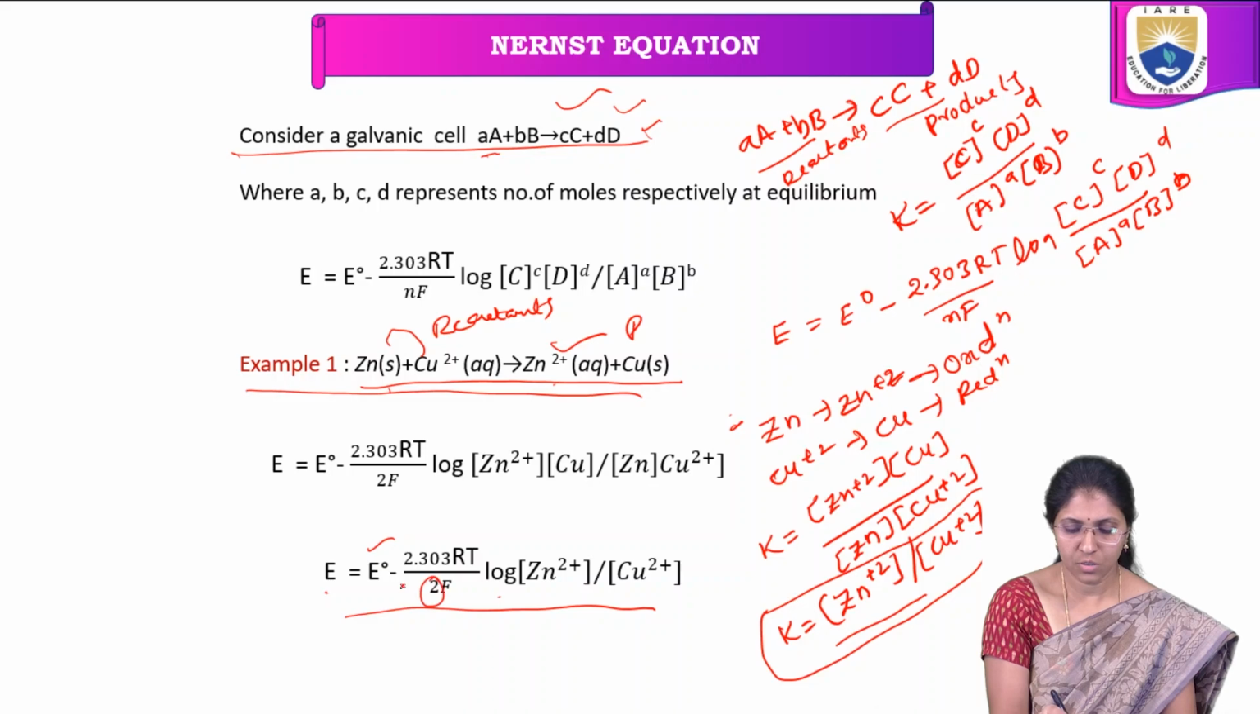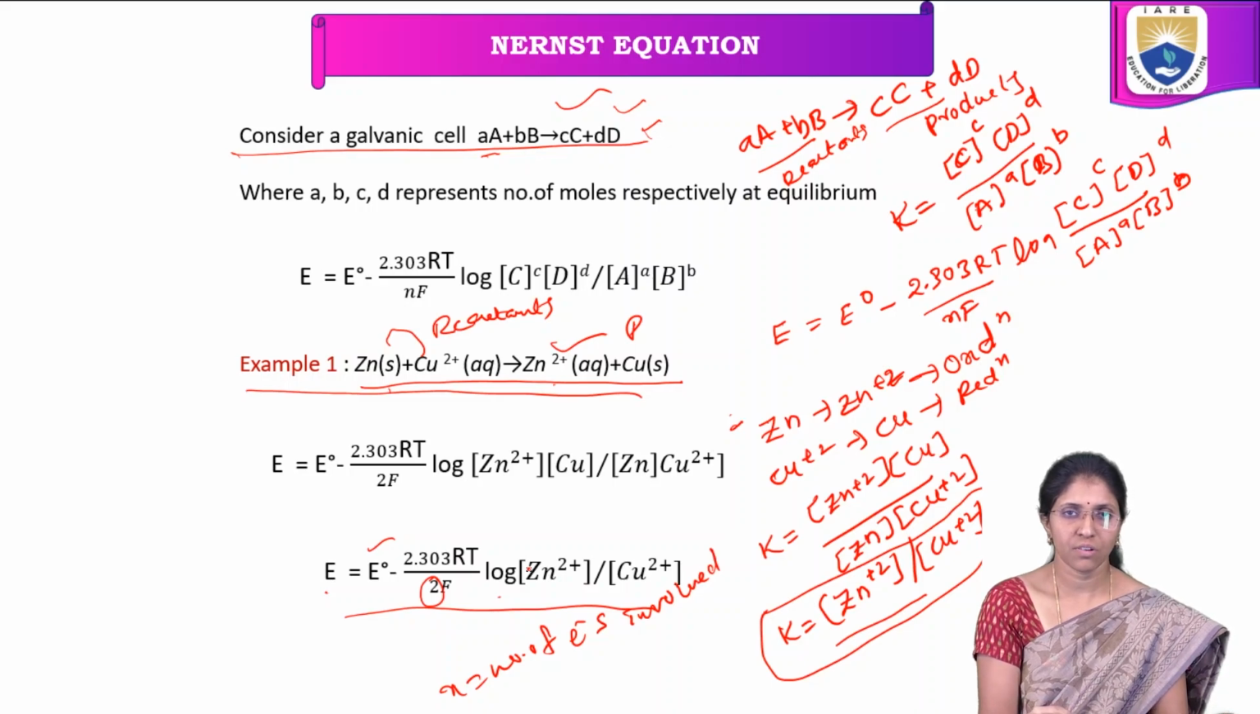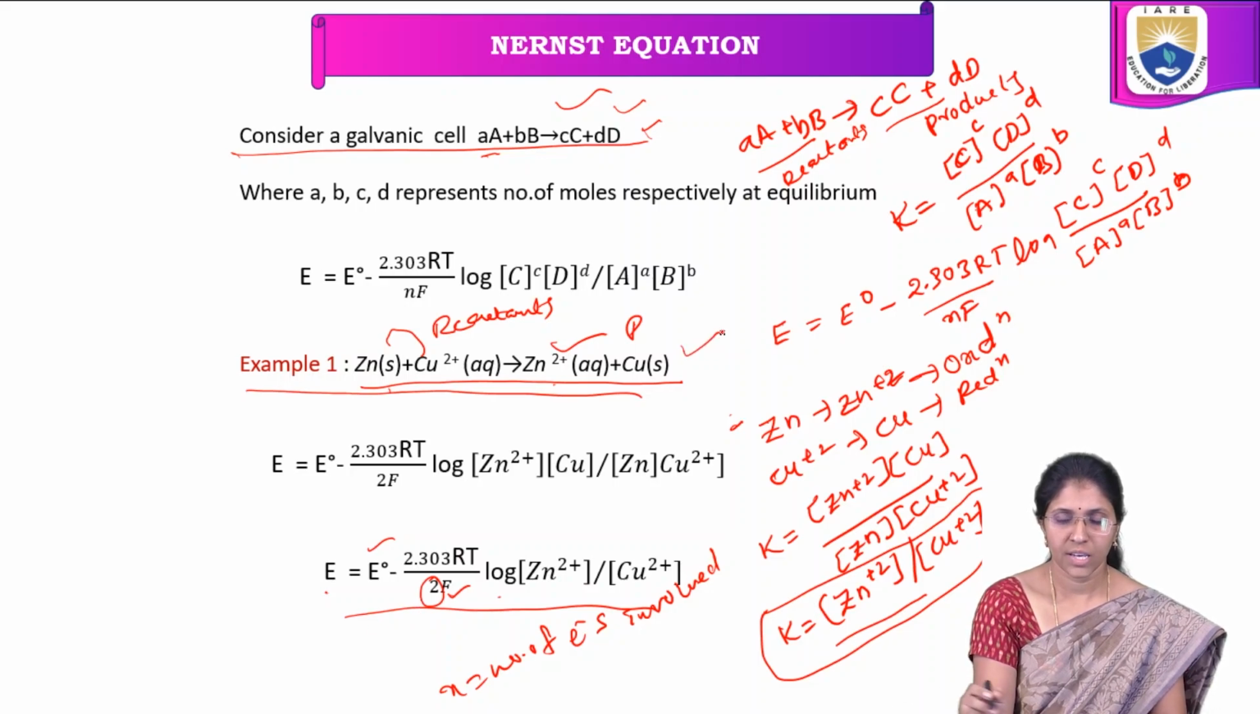Here this 2 came from zinc being converted into zinc plus 2, and copper plus 2 being converted into copper. This means 2 electrons are involved in the reaction. That's why n equals the number of electrons involved in the reaction. So in this reaction, 2 electrons are involved, that's why we are taking 2. So this is the Nernst equation for example 1.